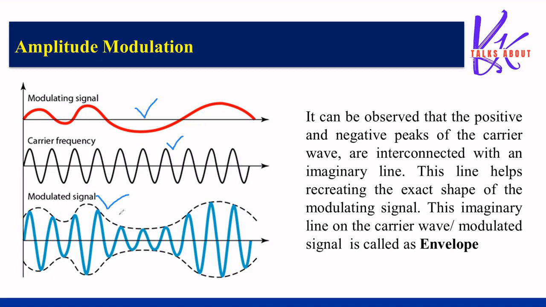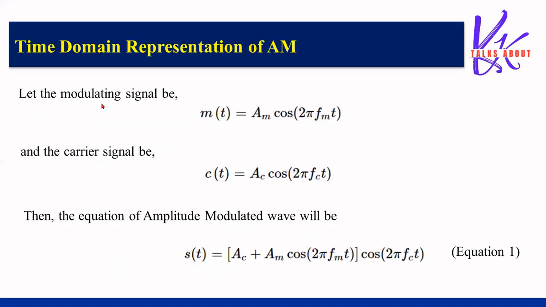And when it is modulated, what is the equation we are going to get for your modulated wave? That is, we are going to show in your time domain representation. So let us consider a modulating signal. What is that modulating signal or message signal, which is a continuous time equation, that is m of t equals Am cos of 2 pi fmt.